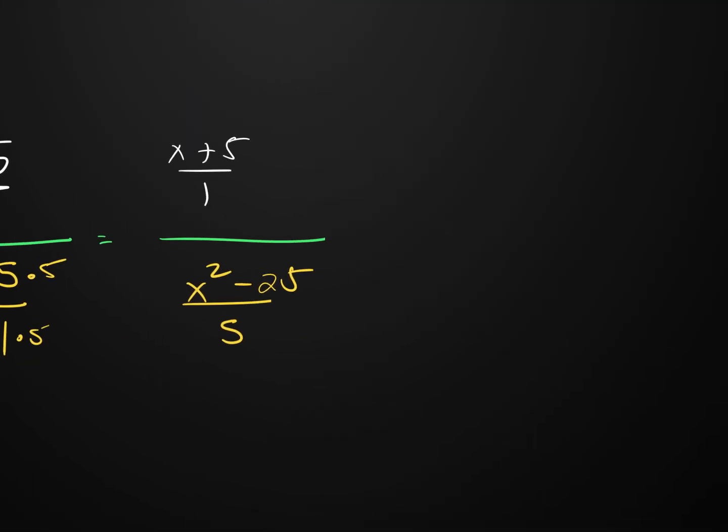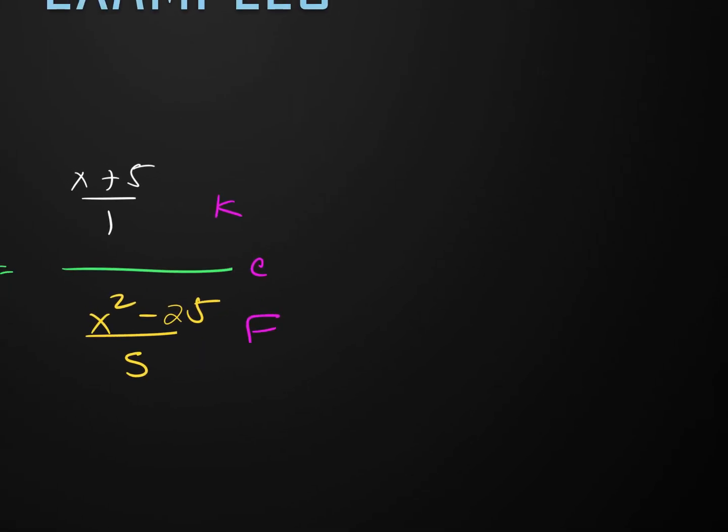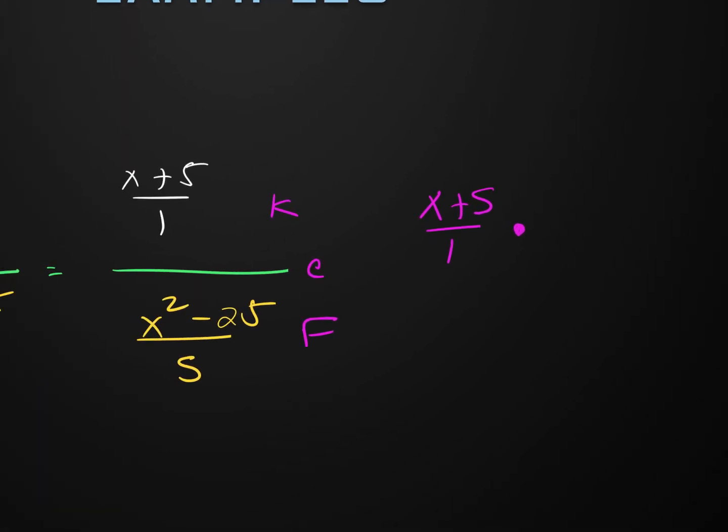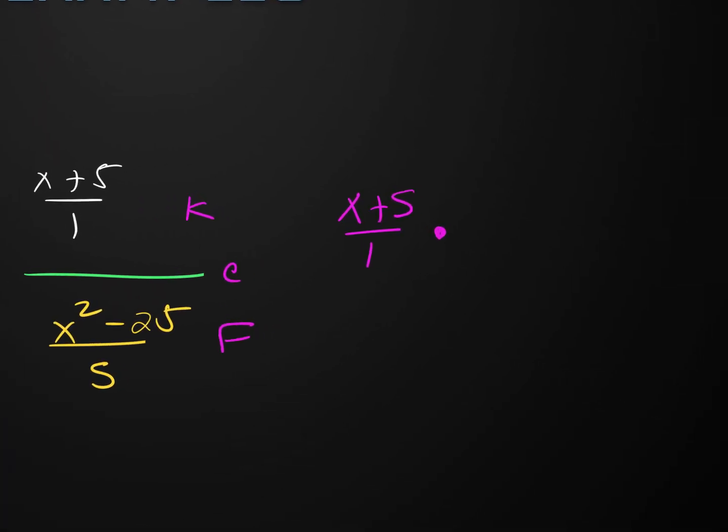Now that we have simplified our numerators and our denominators as much as we can, we do what? We can keep, change, flip. So I'm left with x plus 5 over 1. I change my division to multiplication. And when I flip, what happens? x squared minus 25 over 5. When I flip, what does that become? 5 over x squared minus 25. Are you guys okay with me writing x plus 5, x minus 5?